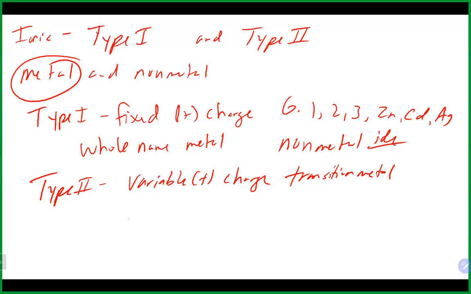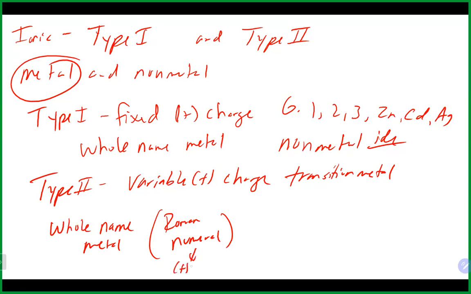And when we name it, it's pretty similar, except that we do add a Roman numeral. So we'll still use the whole name of the metal. We will add a Roman numeral. And again, the Roman numeral is the positive charge on the metal, not how many you have. And our non-metal still gets the IDE treatment at the end of it. So they're both named the same way, except with type 2, because it does have a variable charge, you do have to let people know what the charge is on the metal in this particular case.